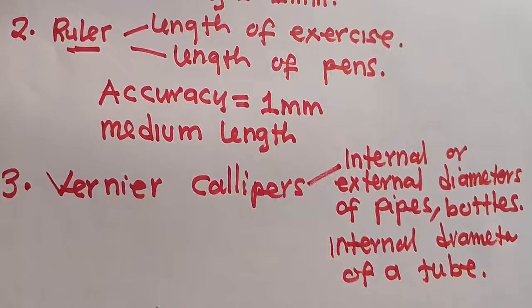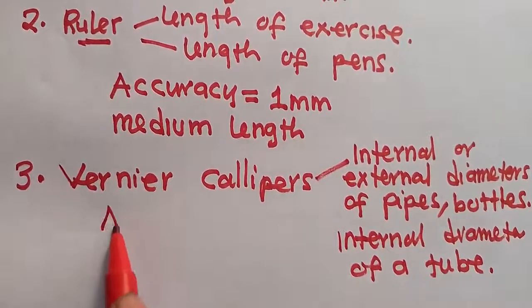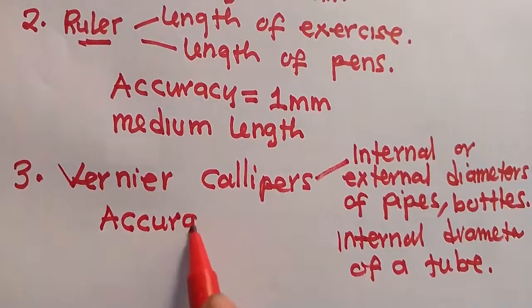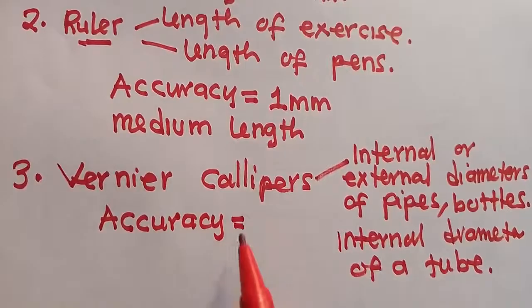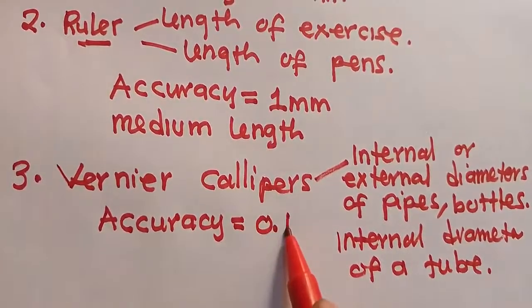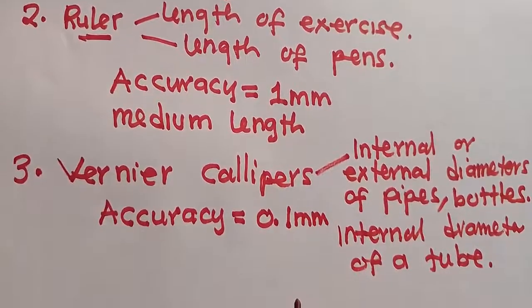Let's start with the accuracy. What is the accuracy of a Vernier calipers? The accuracy of a Vernier calipers is 0.1 millimeters. This is the accuracy of a Vernier caliper.